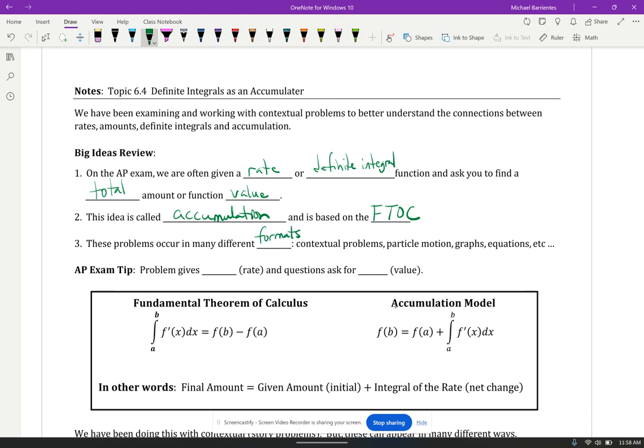You're going to see these problems in word situations, wordier problems. You might see them in terms of motion graphs or motion equations. You might see them just given in terms of graphs or equations. So they definitely are not a specific representation. They occur in all types of representation. But here's the deal. The problem gives you a derivative, which is a rate, and it asks for a definite integral, which is the value. And so that's how you know that you're going to need to apply the fundamental theorem and the idea of accumulation to these types of problems.